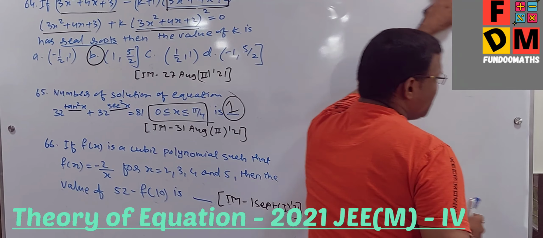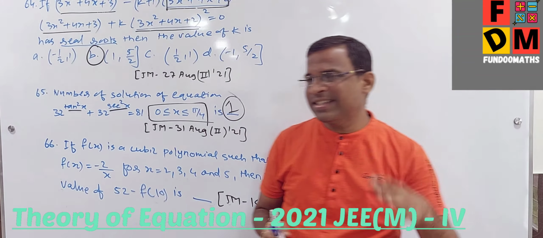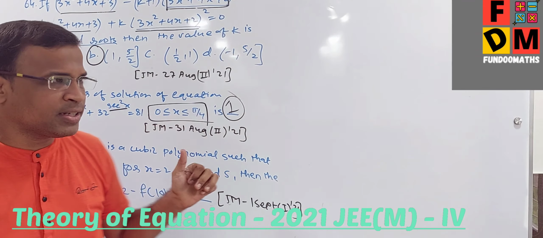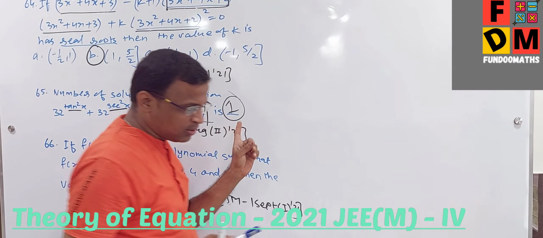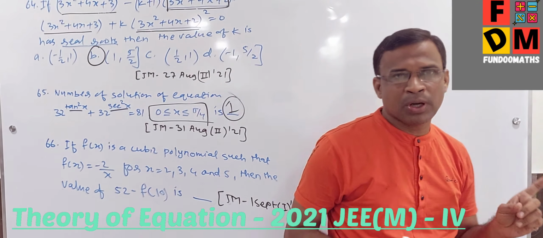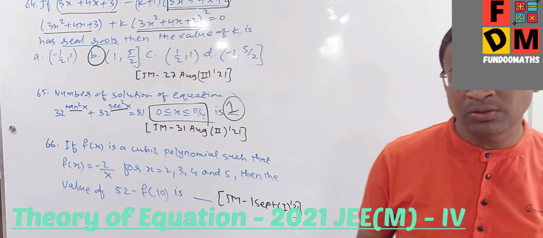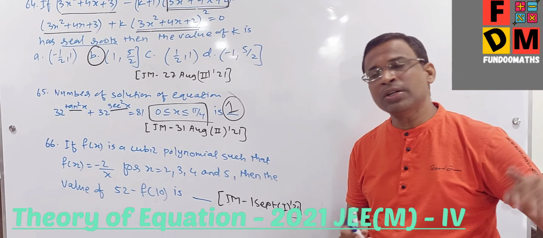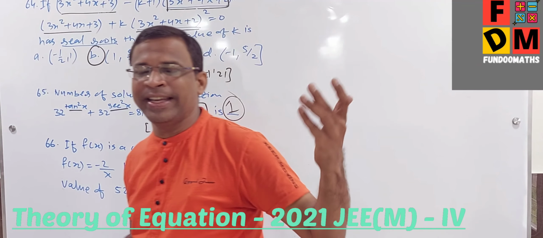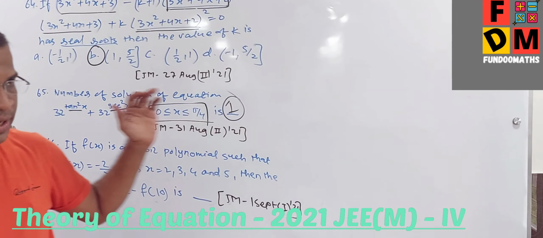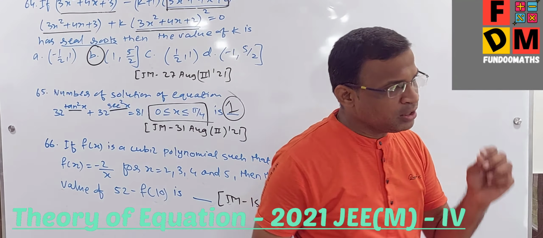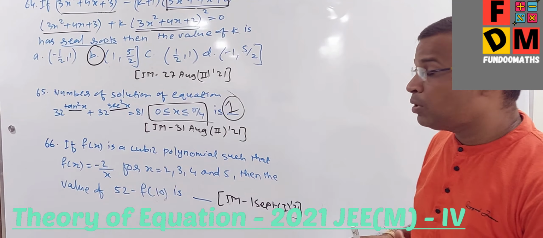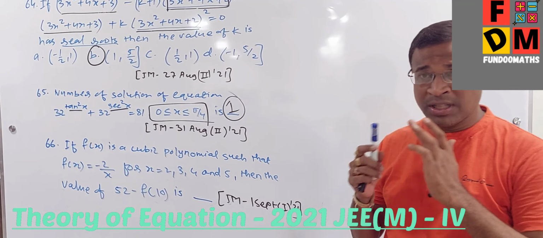But one thing I can say with my guess, and all my guesses and predictions have come correct, that there is no direct question on theory of equation in 21, not much. There are questions but not much, the way it was in 20, 19, 18, etc. So I can predict that in the Advanced on 3rd of October there will be a very good number of questions on that.